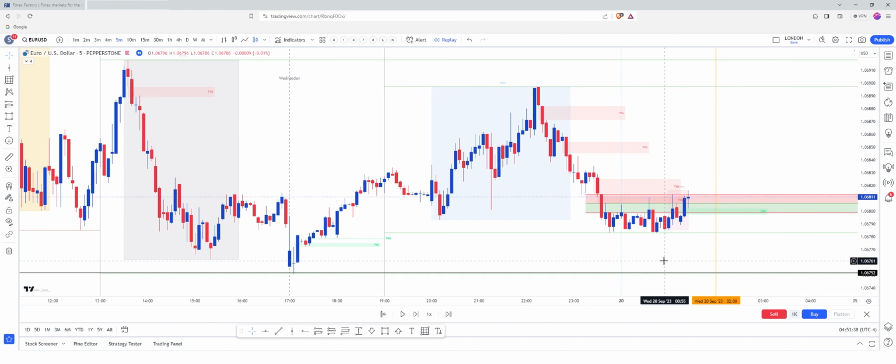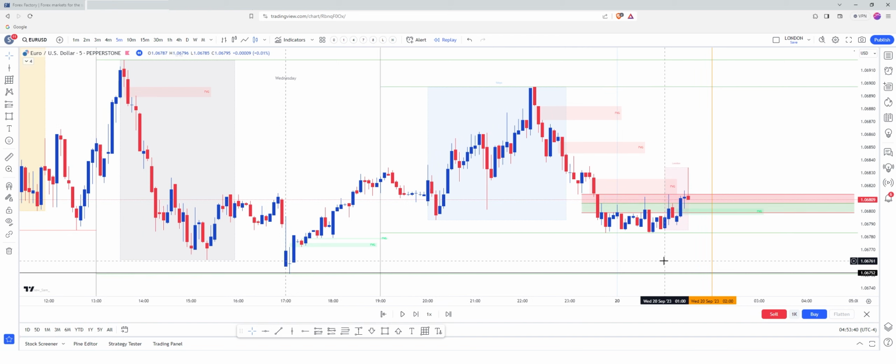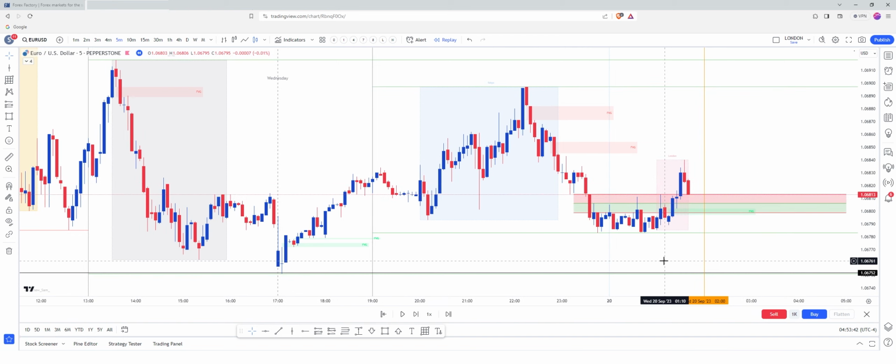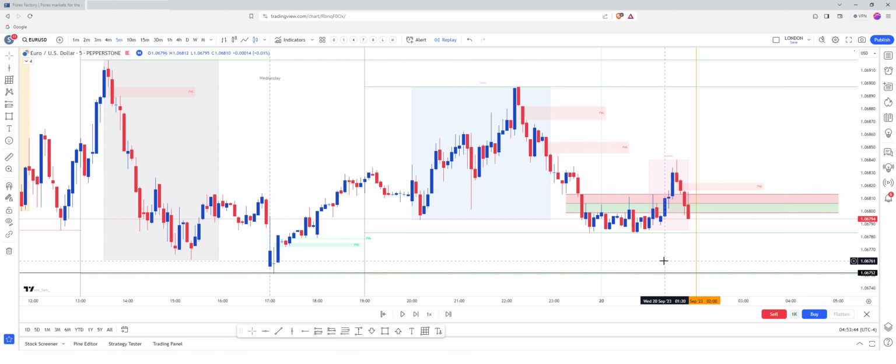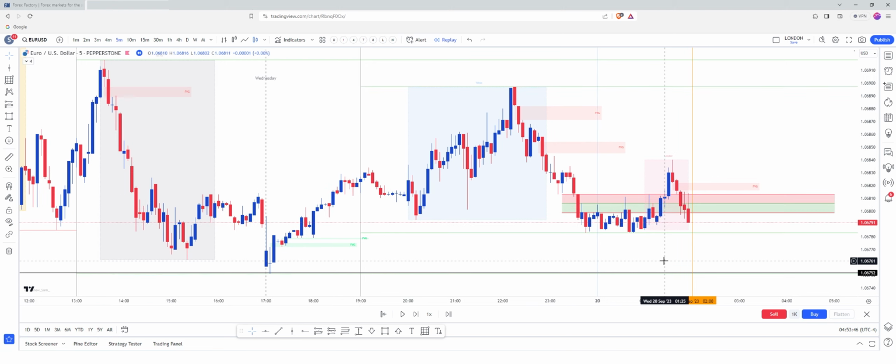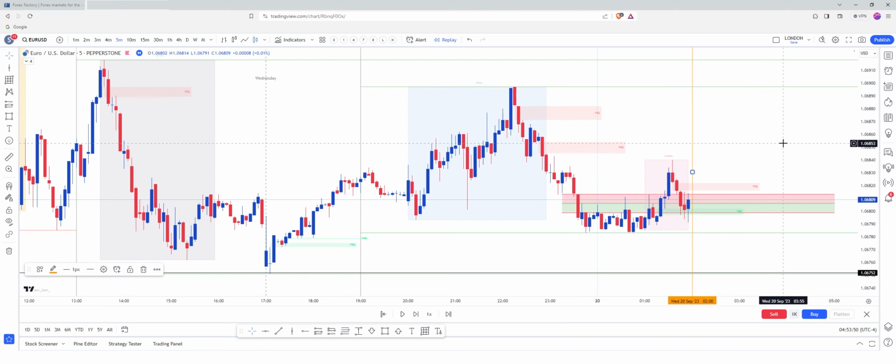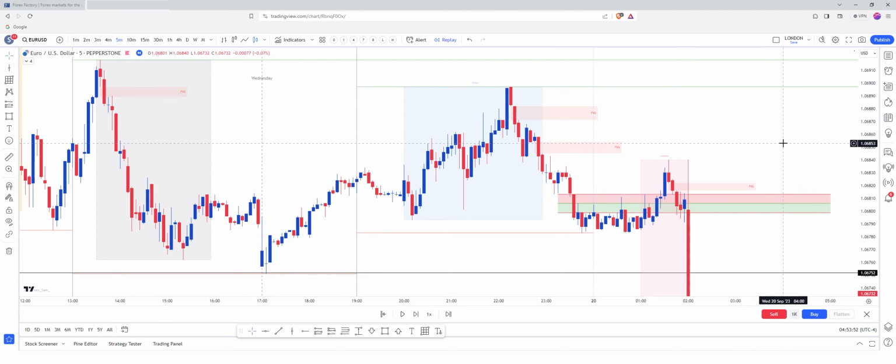So the 15-minute fair value gap's getting respected at the moment. Cleared through it. Back underneath it. And now we're just approaching the news candle. And that's why we don't trade the news. So the news candle, very aggressive candle.